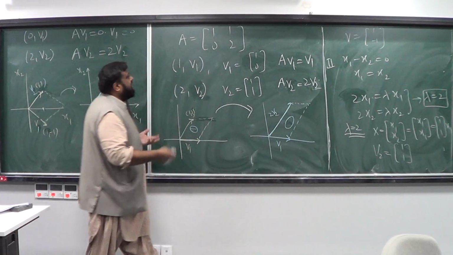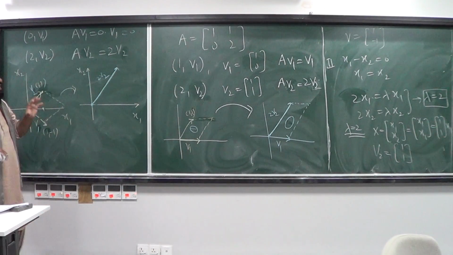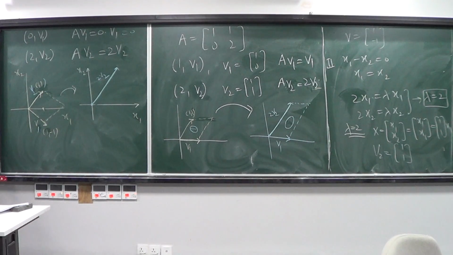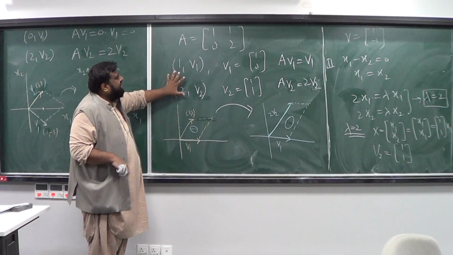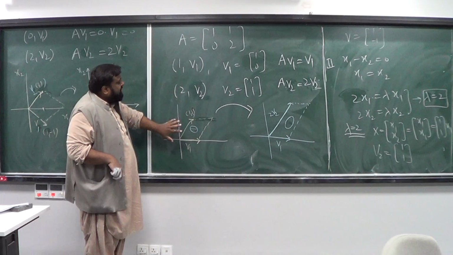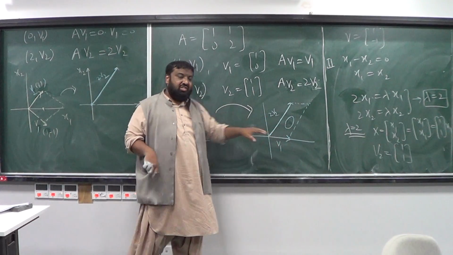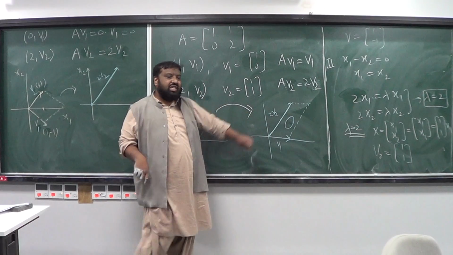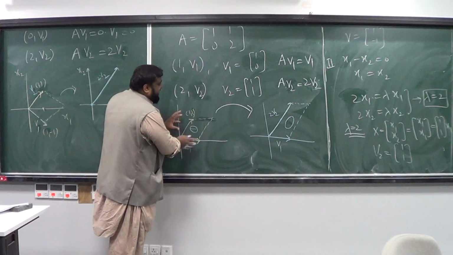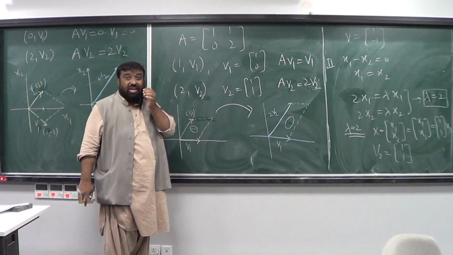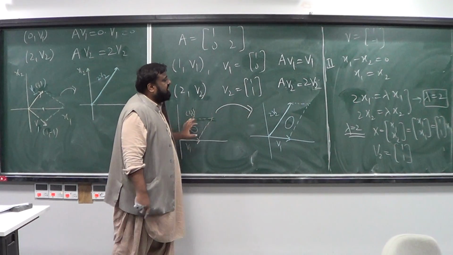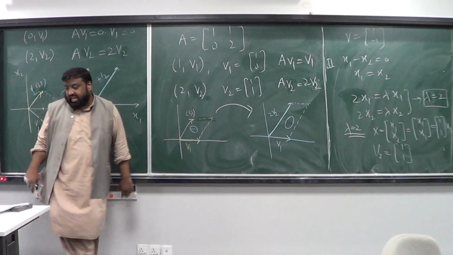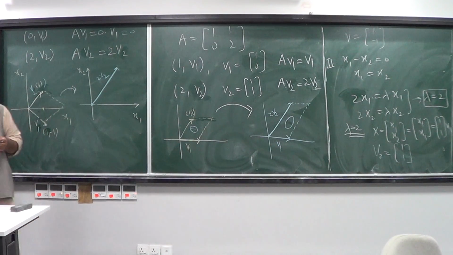So what do you see from all these examples? For a given matrix, if you know the eigenvalues and eigenvectors, you can actually see its physical effect. You can see how a given region or a given set of vectors would be transformed under the transformation of the matrix A.